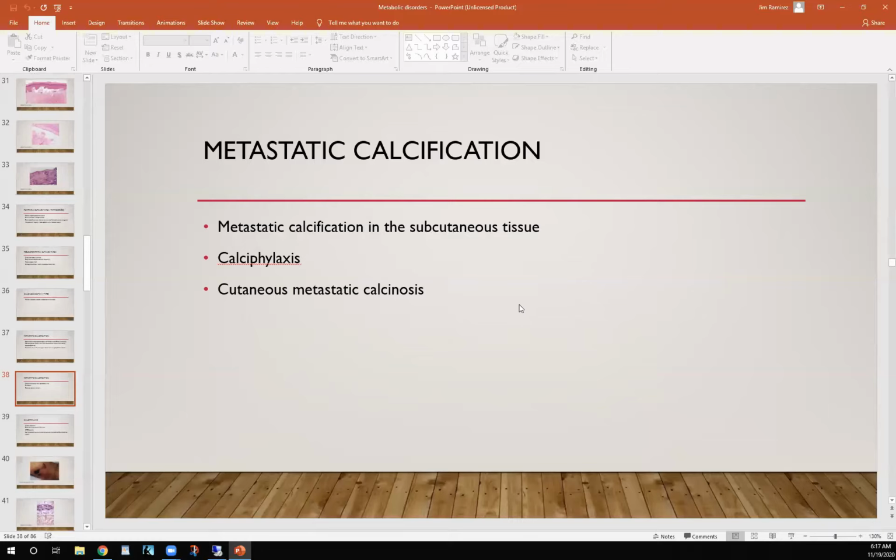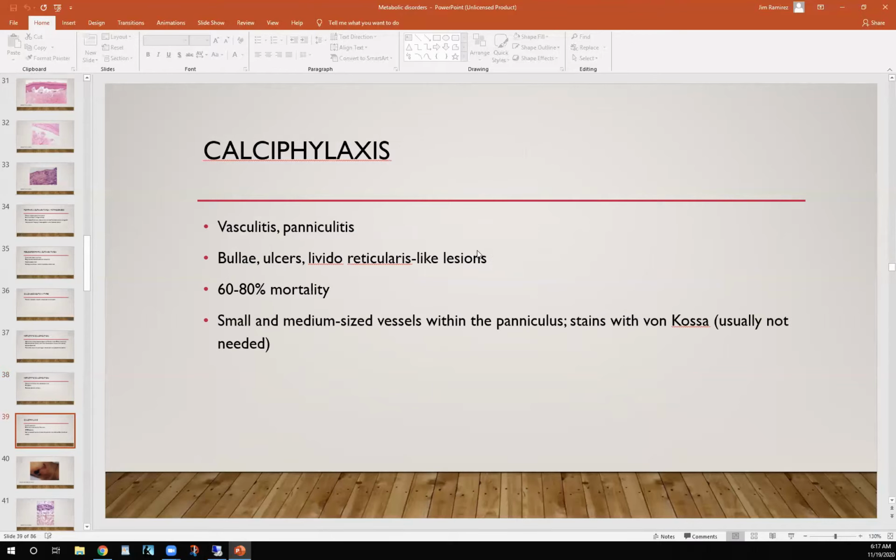And there are a few of these types, and I want to focus on the big one here, calciphylaxis. This is one that you'll definitely see in practice. We certainly do. It's important to know this one because of the implications. These patients can have quite a high mortality, 60 to 80%. So that's why it's important to be familiar with this condition. Clinically, they can have bullae, ulcers, and livedo reticularis-like lesions, and you have involvement of the small and medium-sized vessels in the panniculus, which can have a very characteristic appearance, and I'll show some examples. If you're in doubt, you can do your von Kossa stain, which is a good calcium stain. We don't need it, but it's good to at least be familiar with it.